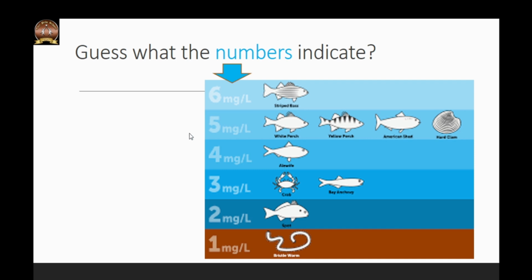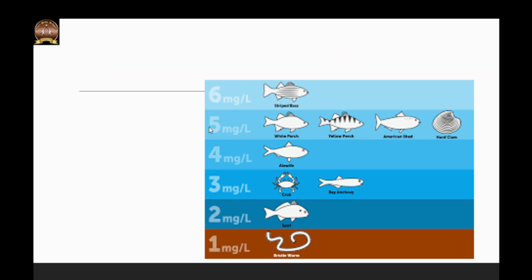What do these numbers indicate? What is essential for life? Yes, it is oxygen. The numbers indicate the amount of oxygen dissolved in water. As you can see, the amount of oxygen that is available in the water will decrease as we go deeper and deeper into the water, and therefore the kind of aquatic life that exists in the deeper layers of the seas and oceans will be specially adapted and very different from what you can see in the upper layers.